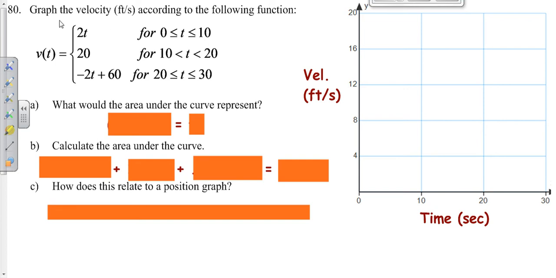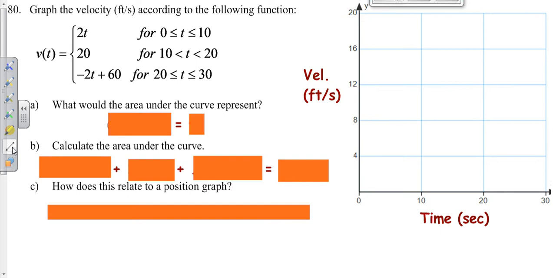You're asked to go ahead and graph the velocity function. So first of all, we need to have our axes labeled with what's going on, velocity and time. You also need to have the appropriate units of each one. Now, this is a piecewise function here.